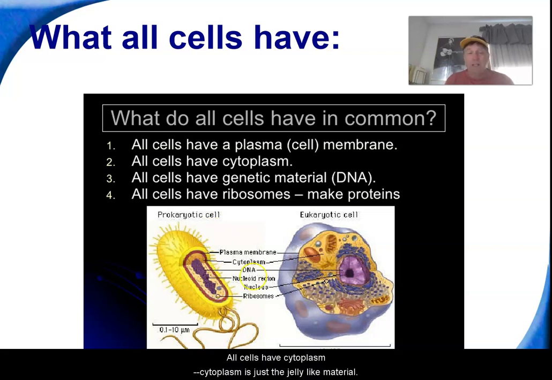All cells have cytoplasm. Cytoplasm is just the jelly-like material that everything's floating around in. Okay? All cells have genetic material, DNA. Remember, deoxyribonucleic acid. And all cells have ribosomes. Those are little dots. They're important because they make proteins.